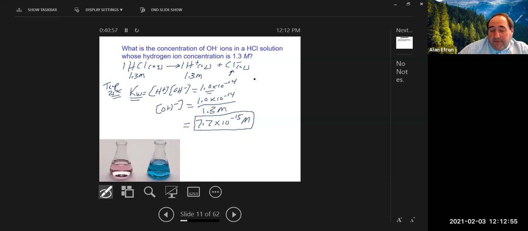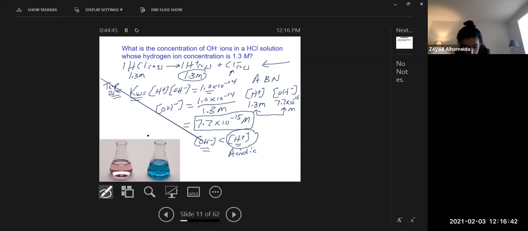Now, what we want to know is, is it acidic, basic, or neutral? We need to compare the two. When we compare the 1.3 to the 7.7 times 10 to the minus 15, we know that the OH minus is less than the H plus concentration. That tells us it's acidic, and we would hope it would be acidic since it is hydrochloric acid, right? So we would expect that to be the case. Any questions on that?